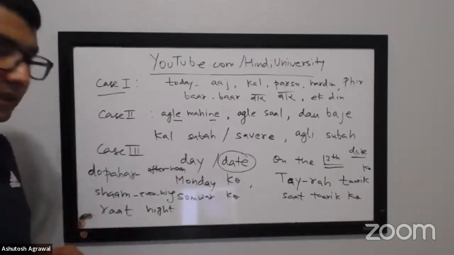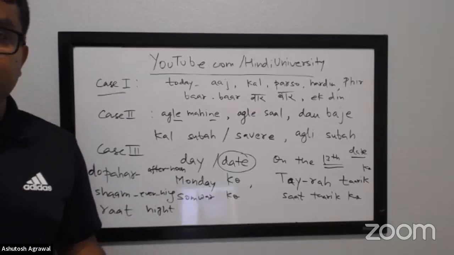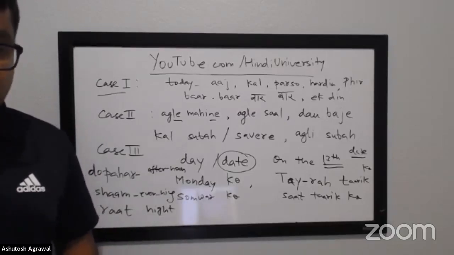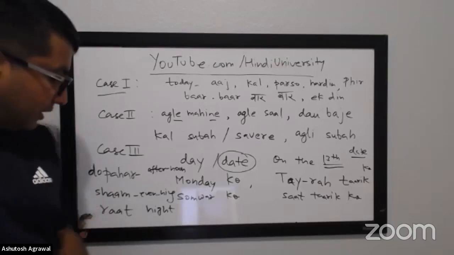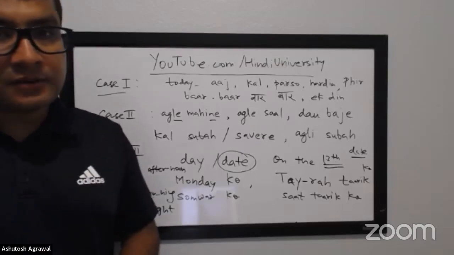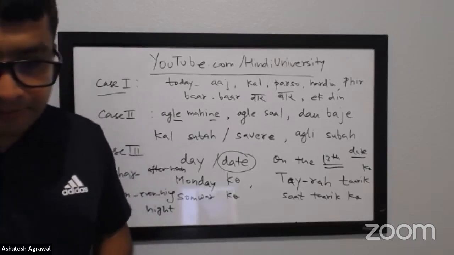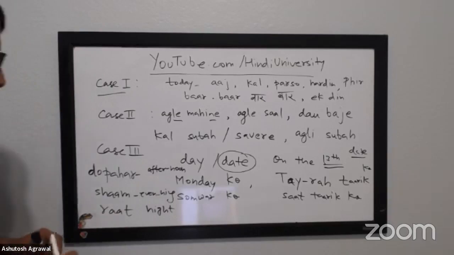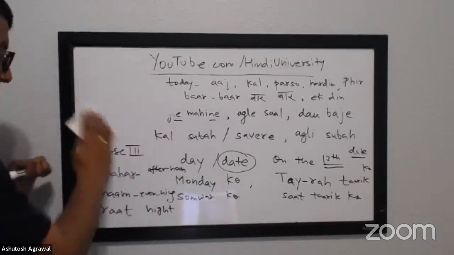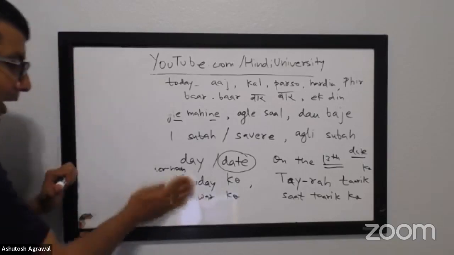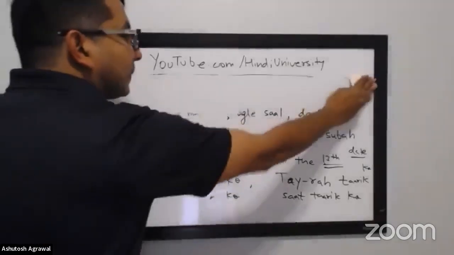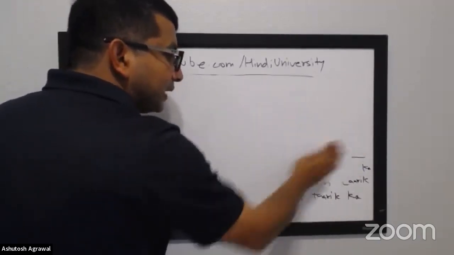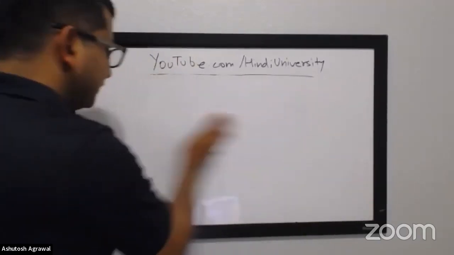We'll come to it, but when you're using them as an adverb, you may or may not use the postposition. There are cases where you will use it, and there are cases where it is just implied. That's what will be covered. I'm going to erase it, and then we'll do examples using dopeher, sham, and raat, night. In case you were not able to write it down because I was fast, you'll have the time now. Don't worry.